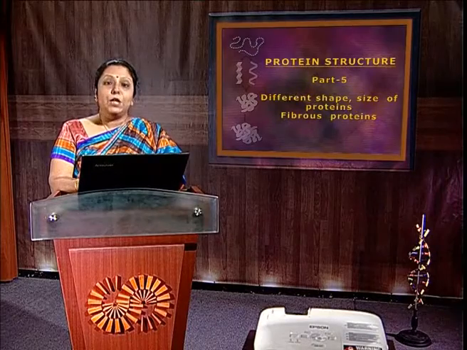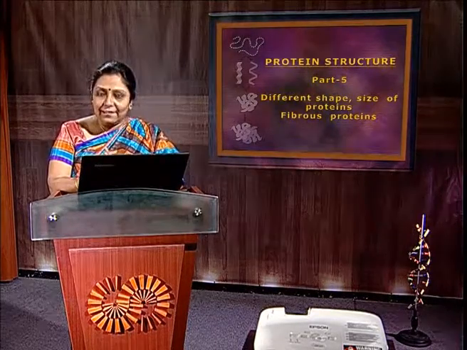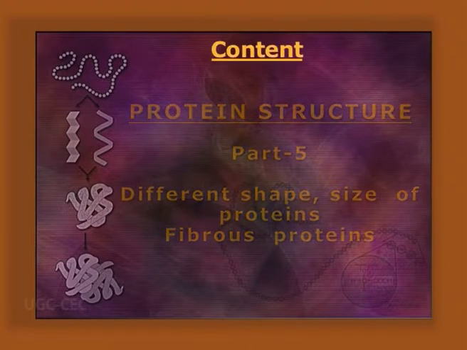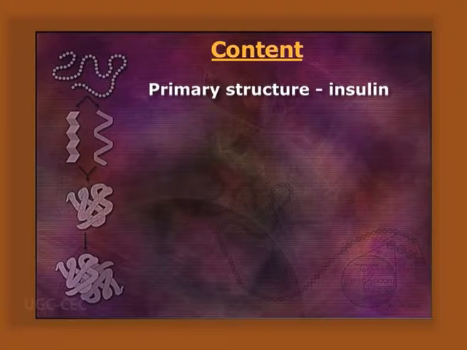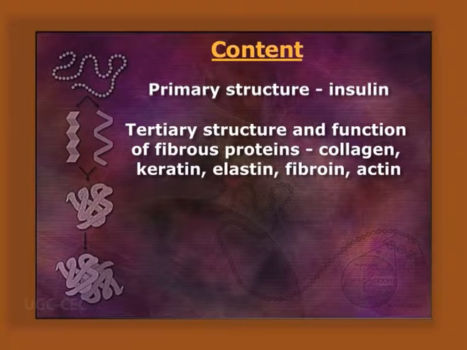Hello viewer, today I will talk about different shapes and sizes of proteins as well as the structure and function of the fibrous proteins. I will talk about the primary structure of insulin, and the tertiary structure and function of fibrous proteins like collagen, keratin, elastin, fibrin as well as actin.